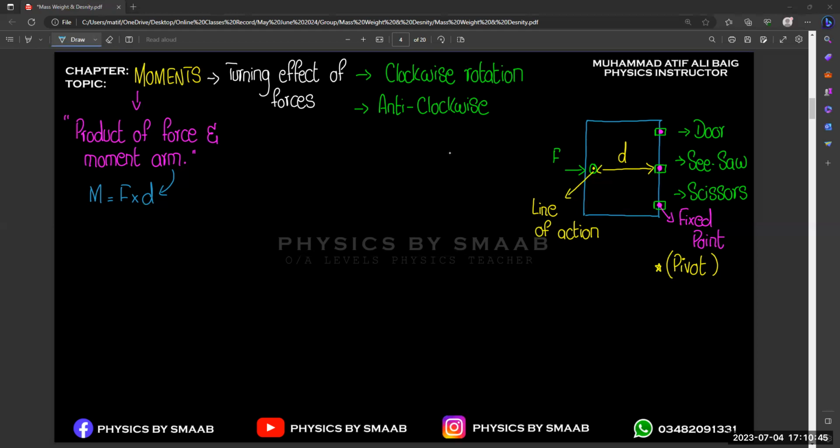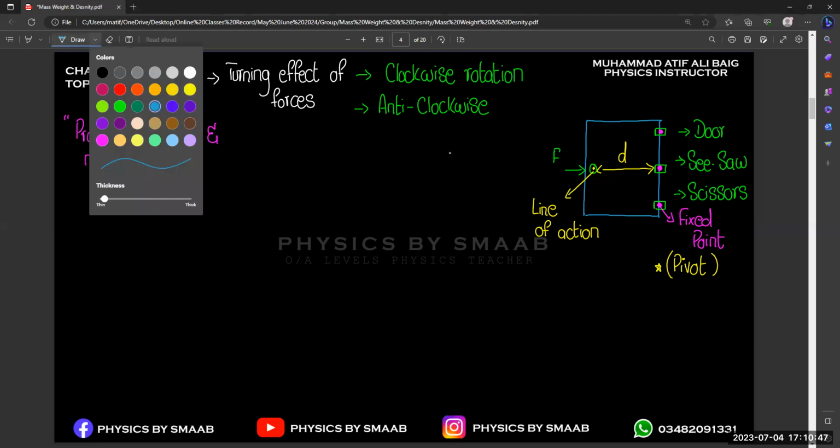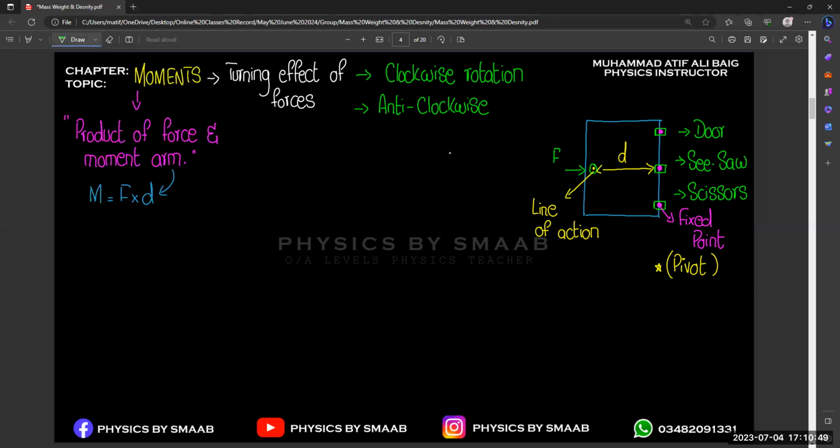And when we write the SI unit, that is not very difficult. The SI unit for force is Newton, and the moment arm is basically a distance, so we know that meter is the SI unit for distance. So Newton meter is the SI unit of moment. Very simple.